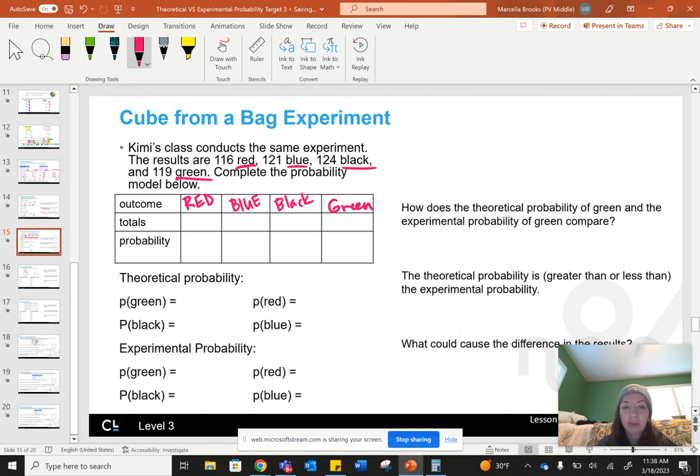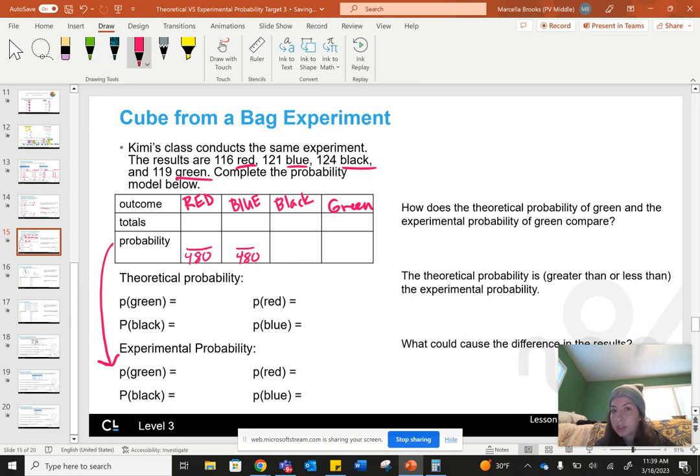It's experimental, so you're going to have to add 116 plus 121 plus 124 plus 119. So I think it ends up to be over 480. So all the probabilities are going to be over 480. And then theoretical probability, that's how many total colors are there. Then what's the probability of picking a green if you just pick one time? And then you're going to rewrite your experimental probability down here.